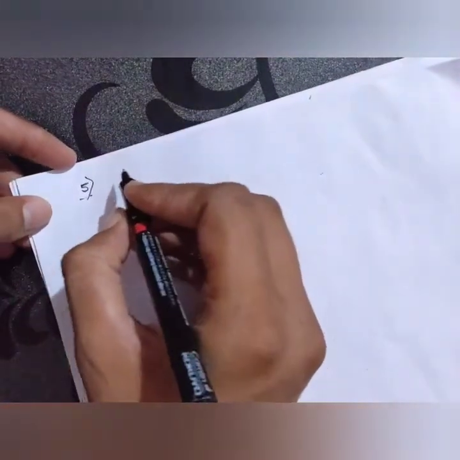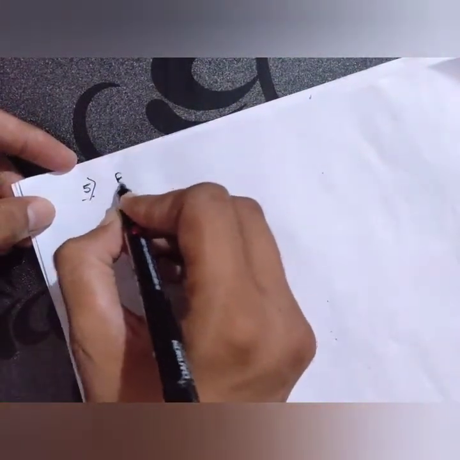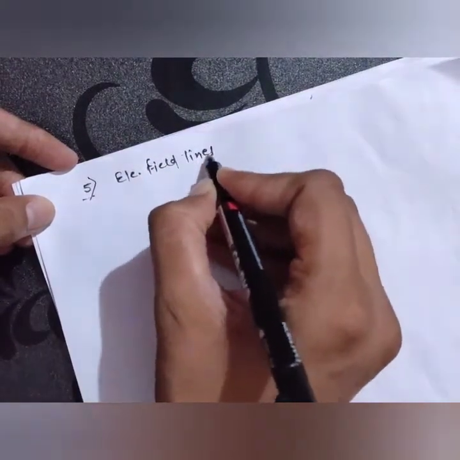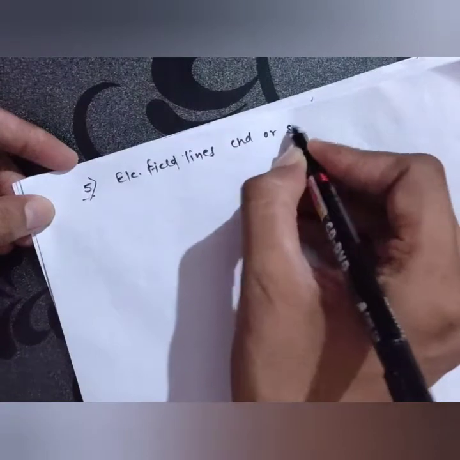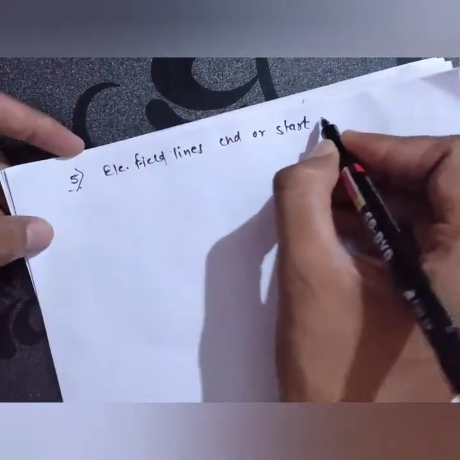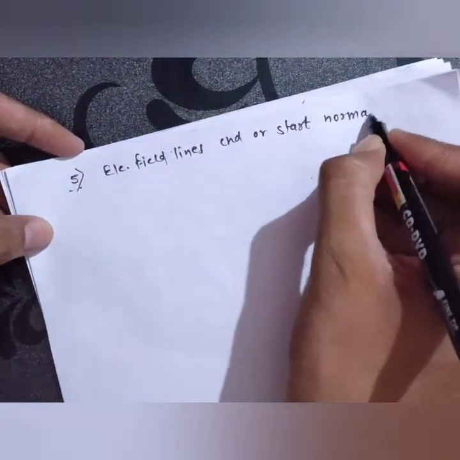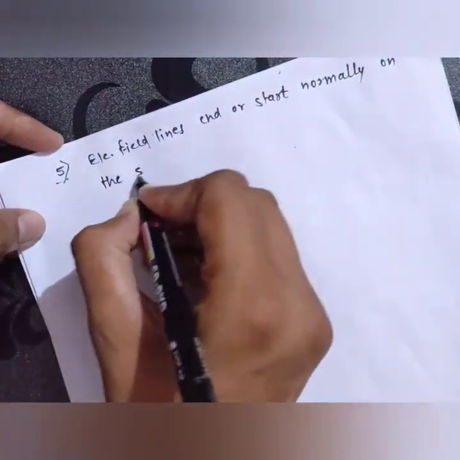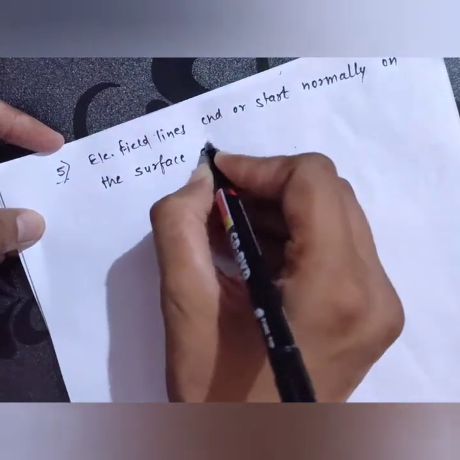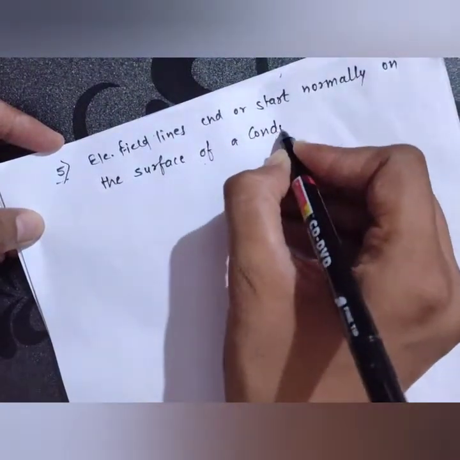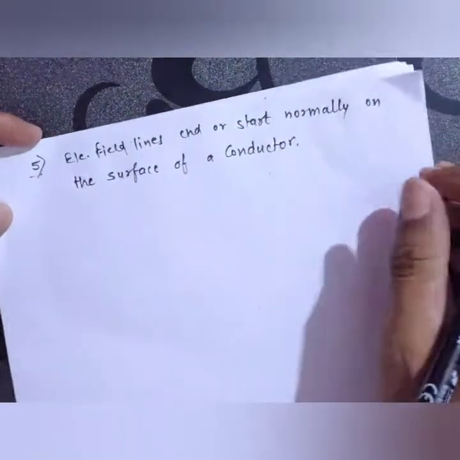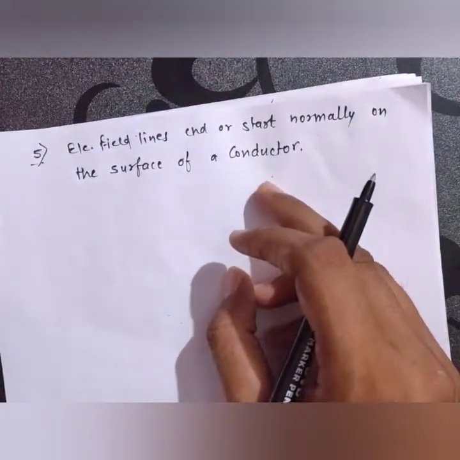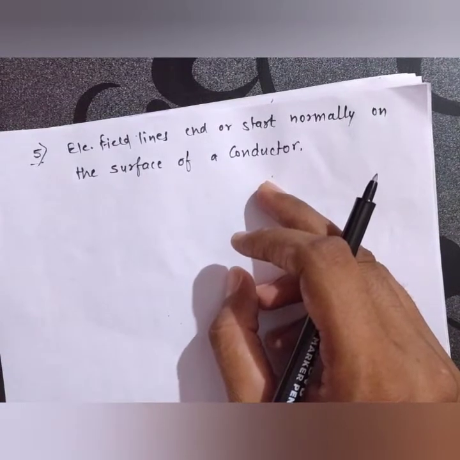So the fifth property of electric field lines or lines of force is electric field lines end or start normally on the surface of a conductor. Electric field lines end or start normally on the surface of a conductor. So these are some important properties of electric field lines regarding the lines of force.